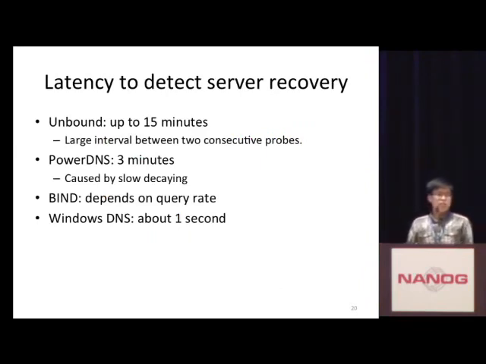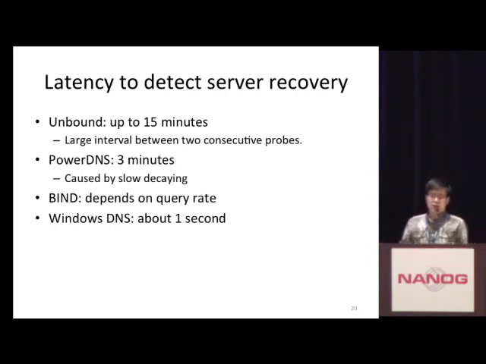Now for those caching resolvers that can detect the unresponsive name server, we want to see how long they take to detect the recovery of those unresponsive name servers. For Unbound, it may take up to 15 minutes to detect that. Actually, the 15 minutes is the interval between 2 consecutive probes that will be sent to the unresponsive name server. And for PowerDNS, the time is about 3 minutes, and this is the result of its slow decaying speed.